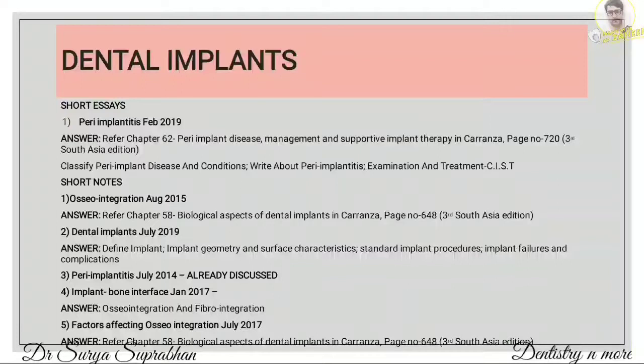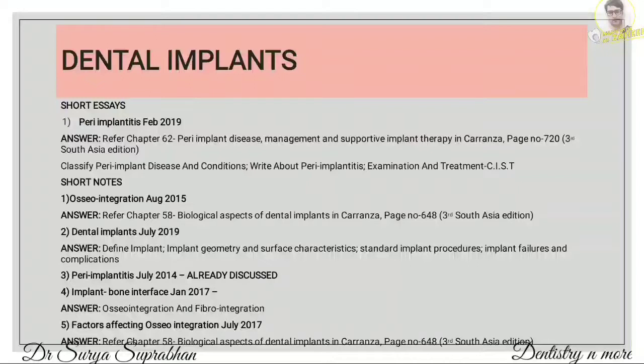And then you have to write about the treatment. So treatment for peri-implantitis, it can be surgical as well as non-surgical. And then you have to mention about the CIST protocol also given by Lang et al. Then moving on to next question, that is osseointegration. Osseointegration, you can find the answer in chapter 58, biological aspects of dental implants.